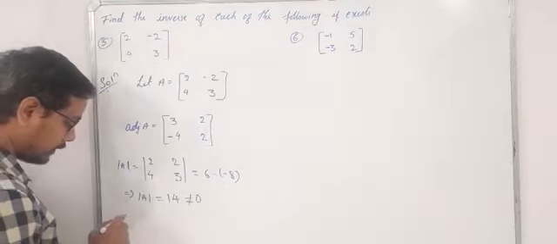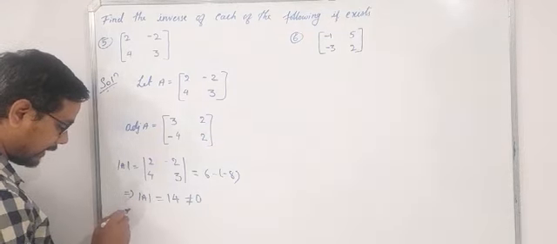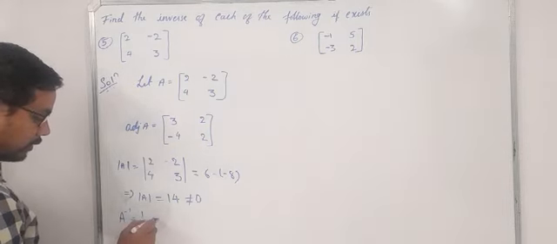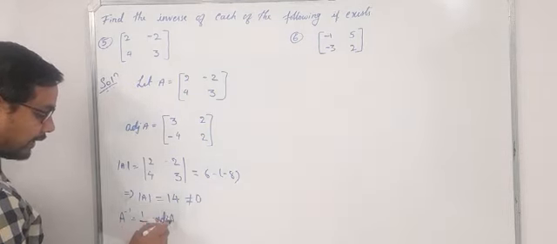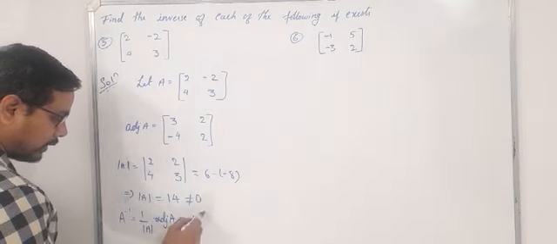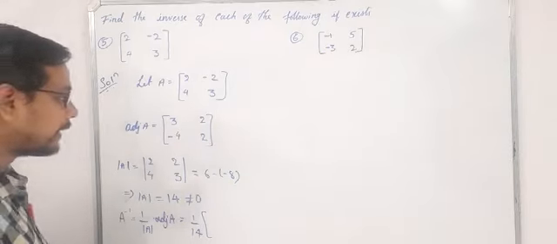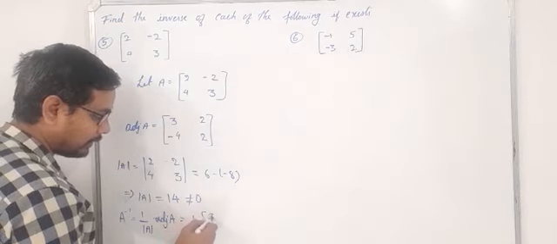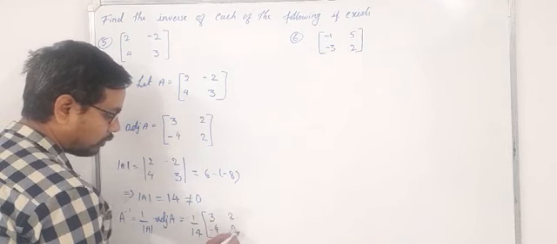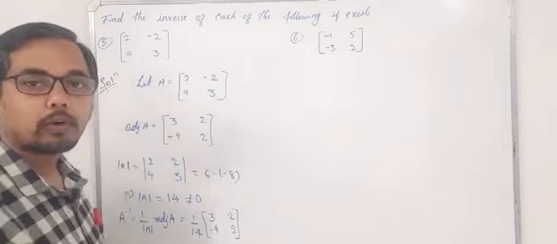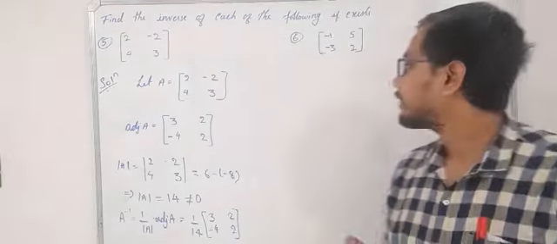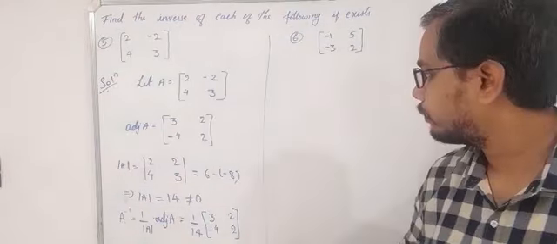Okay, so I can write A inverse is equal to 1 over determinant A into adjoint A. So 1 over determinant A is 1 upon 14 into adjoint A. What is adjoint A? 3, 2, minus 4, 2. So this is about A inverse. This is how we need to find the value of A inverse, right? Similarly, we can try for this also.